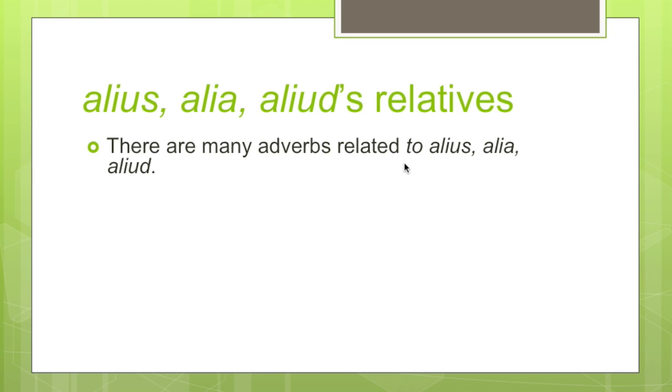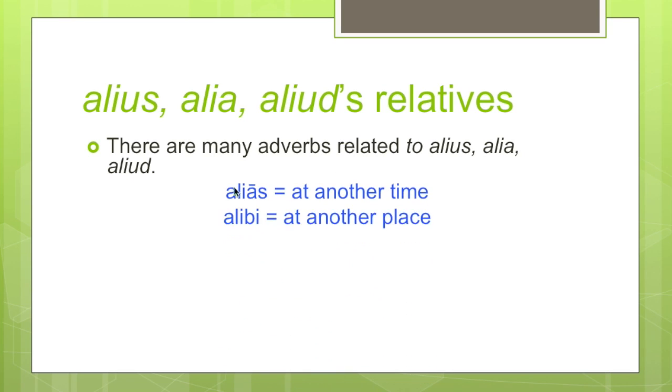There are many adverbs related to alius, alia, aliud. Important ones are the words alias, at another time. This, by the way, is where the English word alias comes from when you talk about a person's alternate name. For instance, if I were to say John alias Bugsy Rundon, what I'm really saying is John, at another time, Bugsy Rundon. From that sort of expression comes the word alias, which refers to a person's name on another occasion.